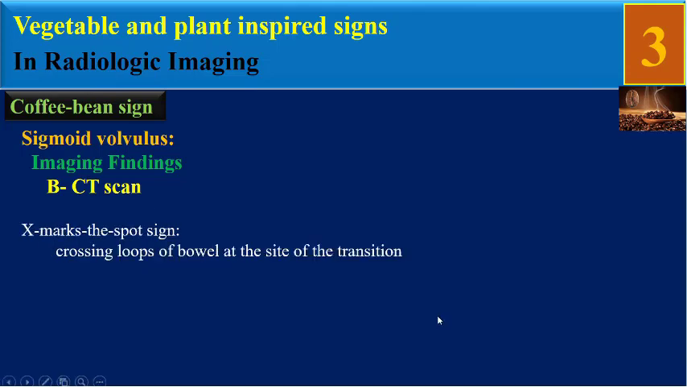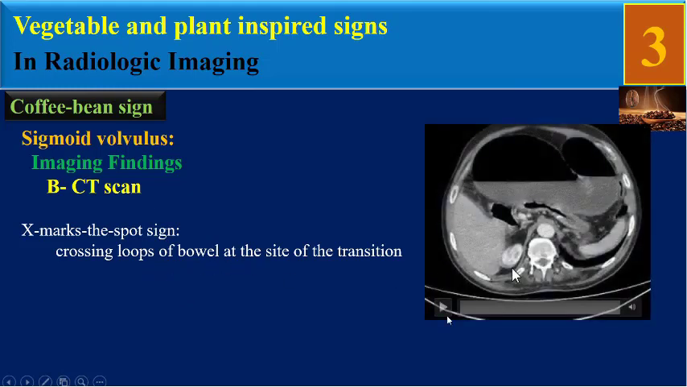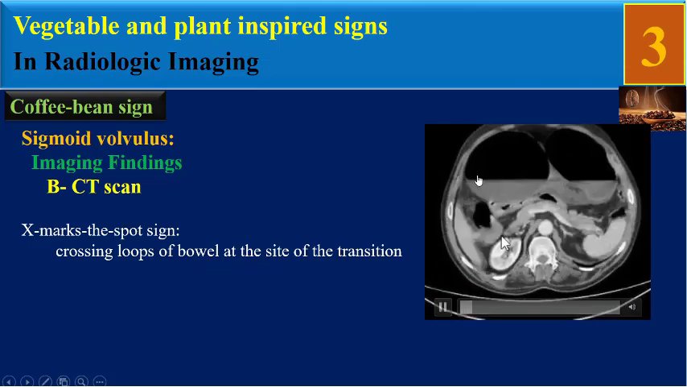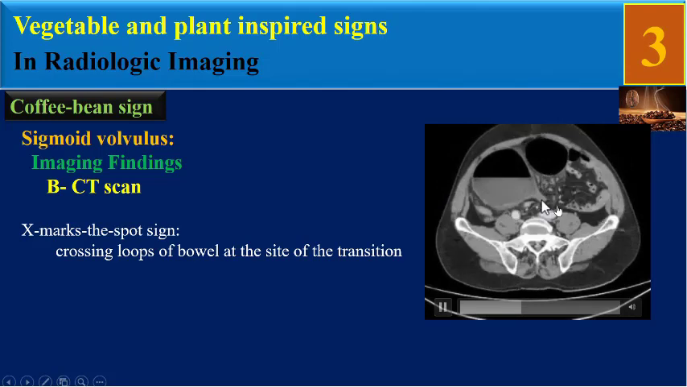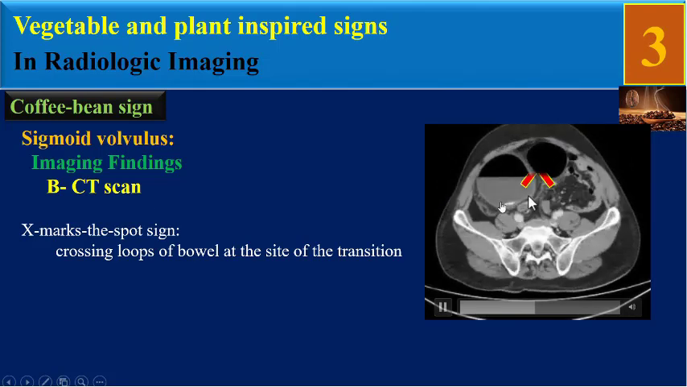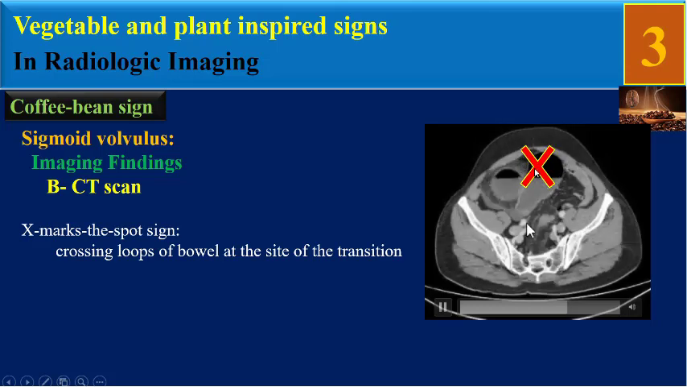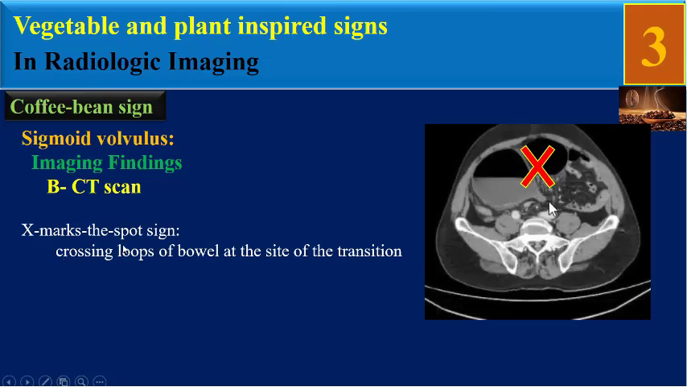X marks the spot sign, which is created by crossing loops of bowel at the site of the transition. As we can see in this sigmoid loop CT scan, at the site of the transition of the bowel loops, here we can see the similarity between this crossing over site and the letter X, which is named X marks the spot sign.